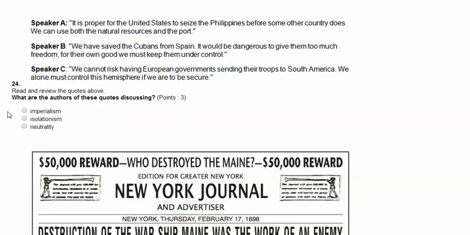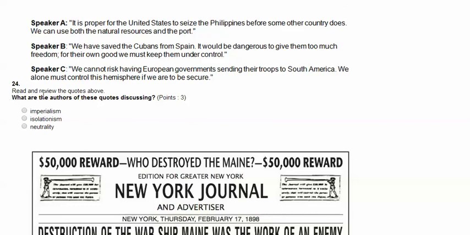Question number 24. Read and review the quotes above. What are the authors of these quotes discussing? Speaker A: It is proper for the United States to seize the Philippines before some other country does. We can use both the natural resources and the port. Speaker B: We have saved the Cubans from Spain. It would be dangerous to give them too much freedom. For their own good, we must keep them under control. Speaker C: We cannot risk having European governments sending their troops to South America. We alone must control this hemisphere if we are to be secure.